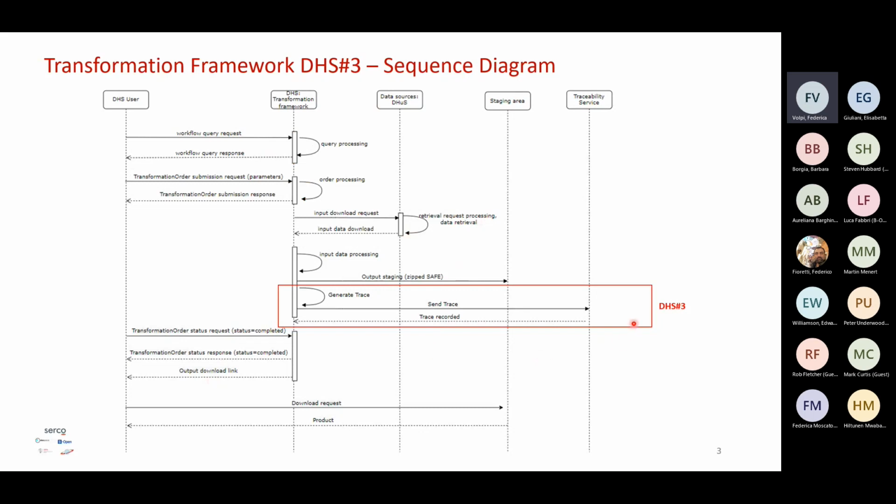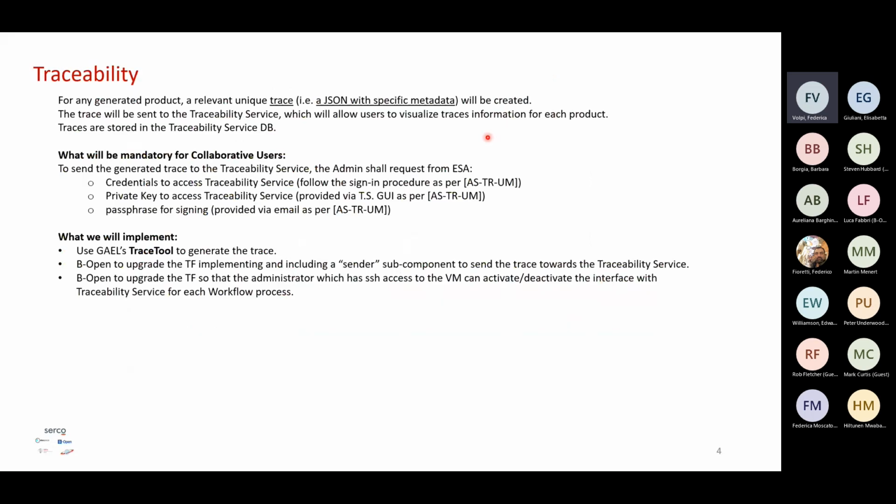In parallel, what we are going to implement for DHS3 is, as anticipated by Aureliana, the generation and the sending of a trace towards the traceability service. A trace is a JSON containing a set of metadata for a product. This trace will be generated for each output product of a transformation and will be sent to the traceability service and stored in its DB in order to allow users to search and check the metadata of this trace, of this JSON.